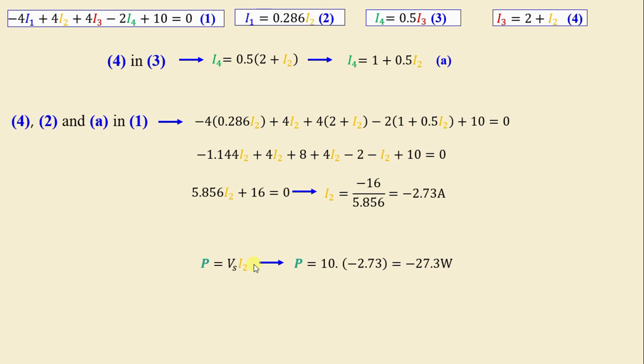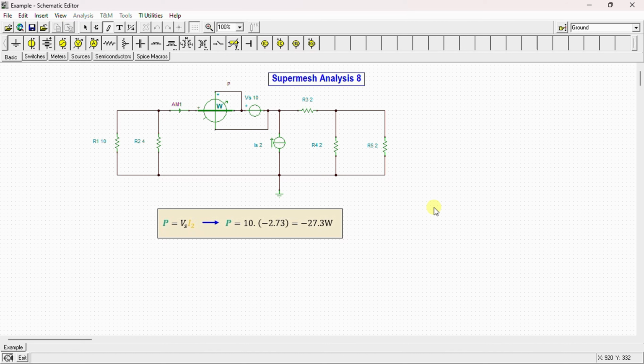After we finish the calculation, we have done a simulation using the SPICE simulator in order to verify our result. Let's proceed to the SPICE environment. Here is our network drawn in the SPICE simulator. This is the resistor R1, R2, the voltage source Vs, current source Is, the resistors R3, R4 and R5.